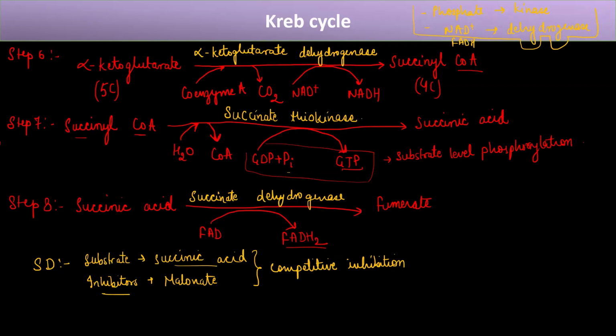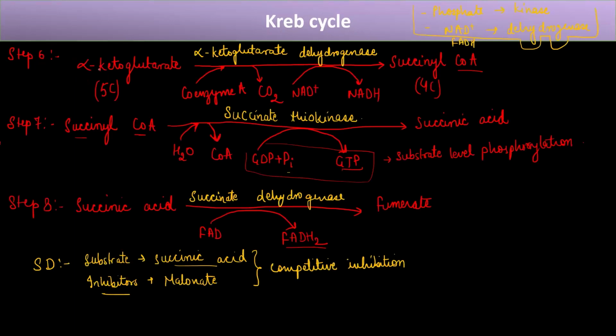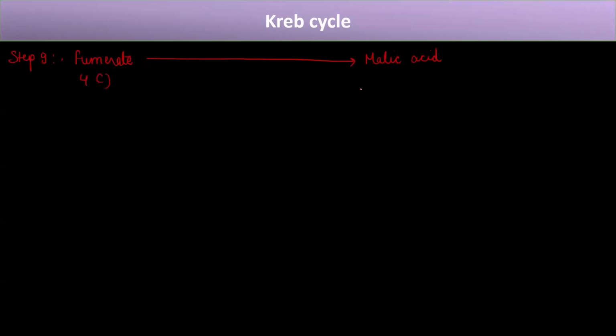Now, we have completed how many steps? We have completed 8 steps. Now, the next step is step 9. And what do we have in step 9? In step 9, our fumarate gets converted into malic acid. And all of these are how many carbon molecules? From succinyl-CoA till here, everything is a 4 carbon molecule.